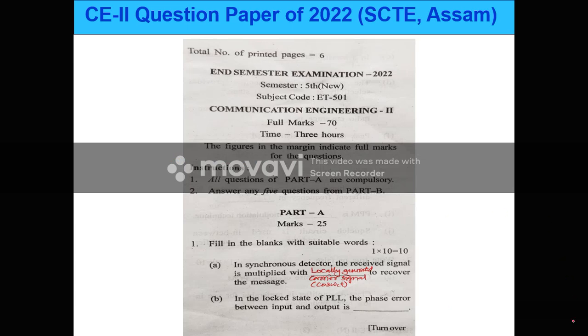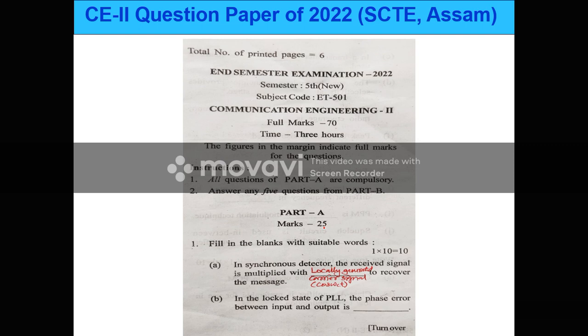So first I'll discuss what the question paper was. It comes in the 2022 end semester examination. It is 5th semester, subject code ET501, Communication Engineering 2, full marks 70. There is a 3 hours duration. There are 2 parts, part A and part B. In part A there are 25 marks.